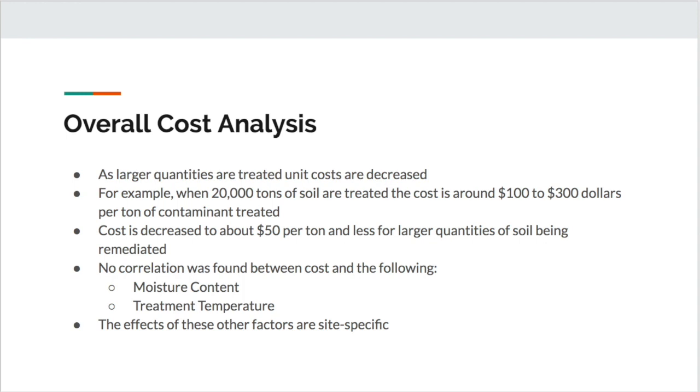So whenever you're treating a larger quantity of soil, cost is decreased to $50 per ton and lower. So that is about a $1 million price for if you treated 20,000 tons. Obviously, you would have to treat more to get that price point, but it just gives an idea of how much money you could actually save by treating a larger quantity of soil. There was no correlation found between cost and moisture content or treatment temperature, and those factors tend to be site-specific for treatment purposes.